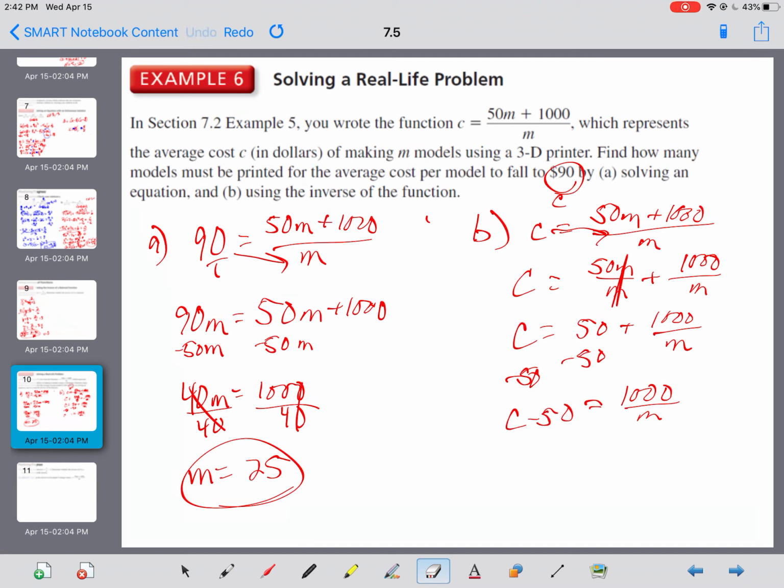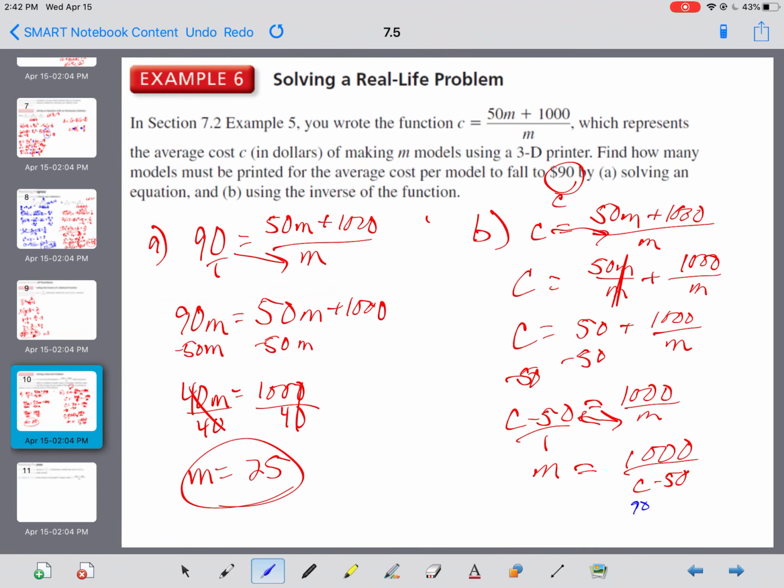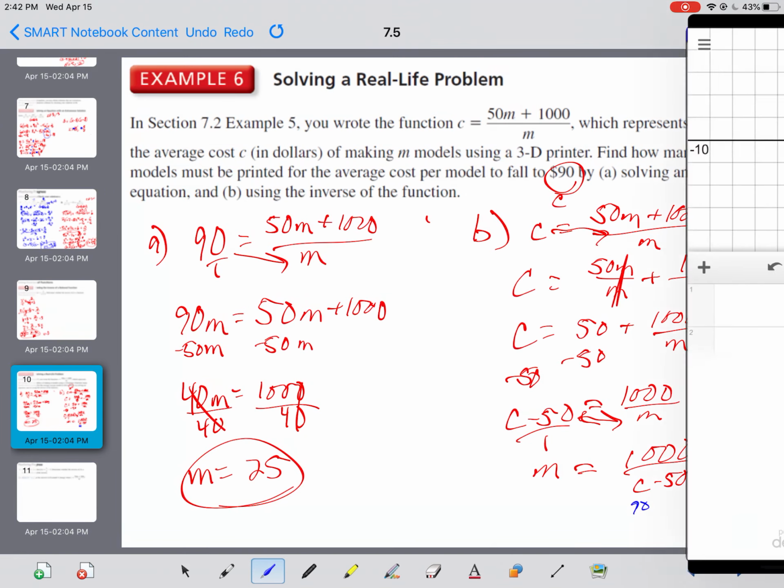And now what we want to do is switch their places. Now with proportions, you can switch one diagonal direction at a time. So if I've got this over 1, I can switch one diagonal direction and it's still in equal proportion. So I can switch M over on this side and then put the C minus 50 on that side. Now, this is a lot more work than just plugging the 90 in and getting M by itself, but okay, they asked us to do it, so we do it.